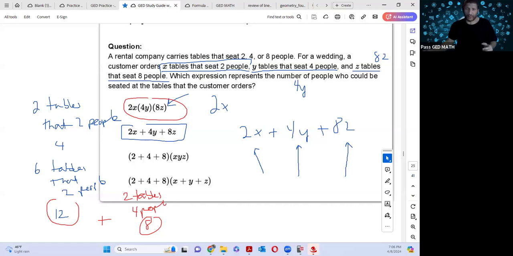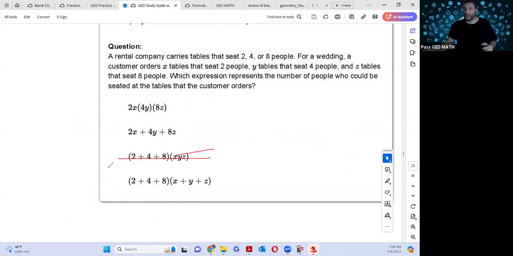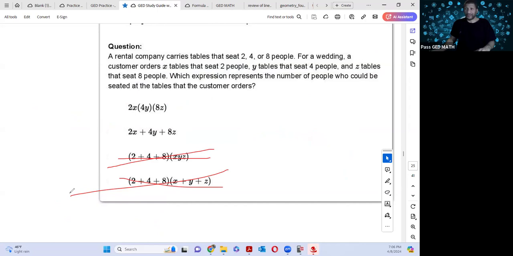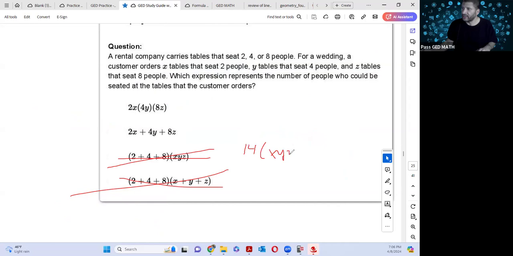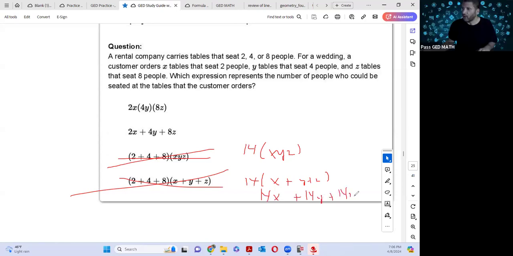And I don't even know what this is. First of all, I don't even know how he even got that. I don't know what that is. They got y plus z. This would be 14xyz. No, this would be 14 times x plus y plus z, so this would be 14x plus 14y plus 14z. Right away, you should know these two are impossible.